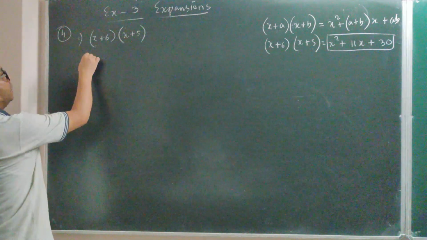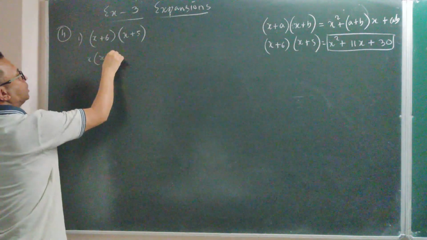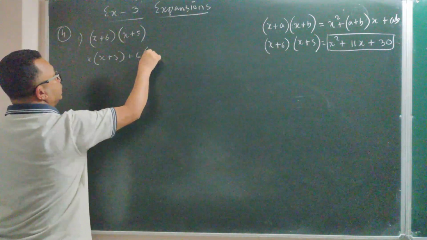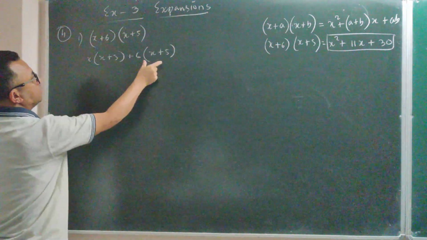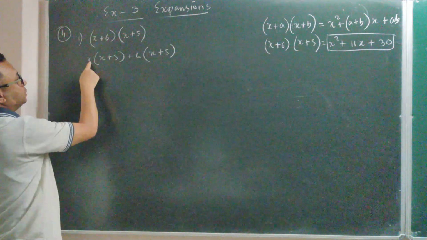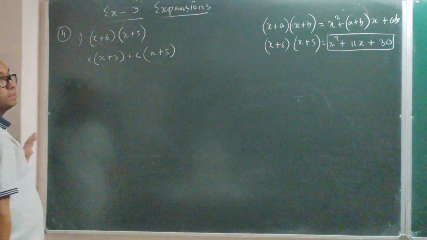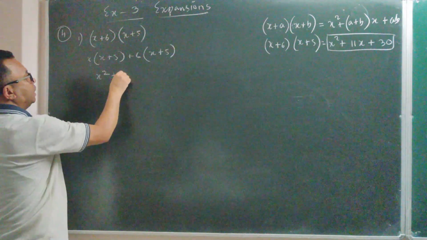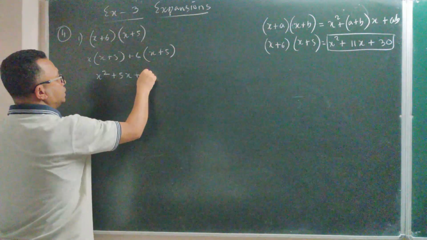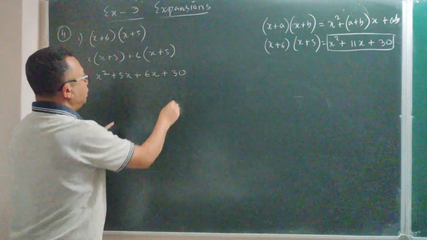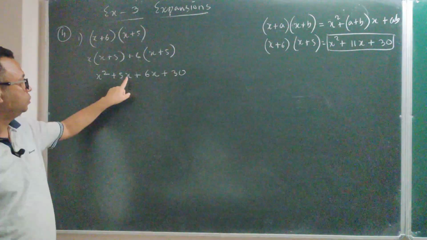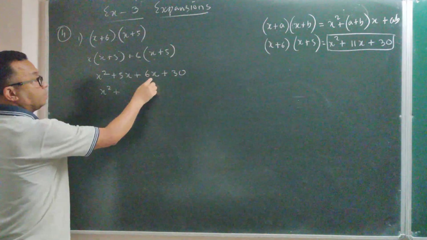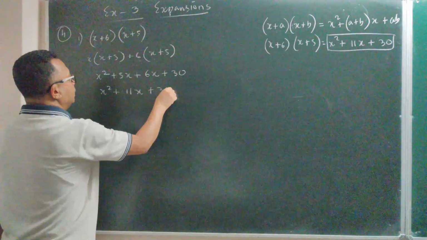Say x I am taking, x will multiply the second bracket x plus 5. Then in the middle plus is there, so you take plus 6 and again multiply the same bracket. So I took this bracket twice, first I multiplied with x and the second one with plus 6. Let's do the multiplication now. x into x is x square, x into 5 is 5x, then plus 6 into x is 6x, and 6 into 5 is 30. Since these are like terms, we can add them: 5x and 6x. So this is x square plus 11x plus 30. This is your answer.